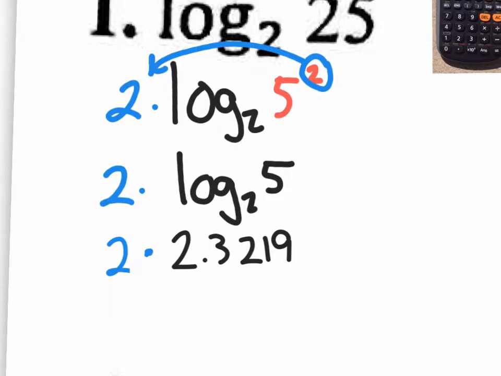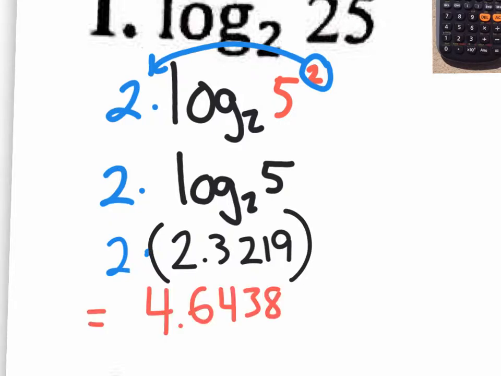So there it is. I've replaced it. 2 times 2.3219. Now with the calculator, 4.6438, and that is your final answer. If you flip the paper over, you could also see that that is the correct answer.